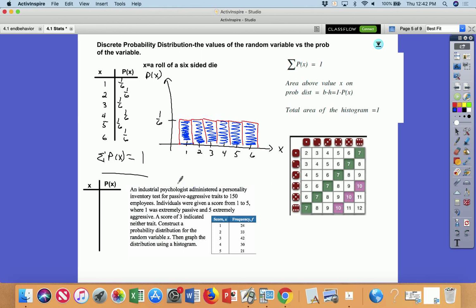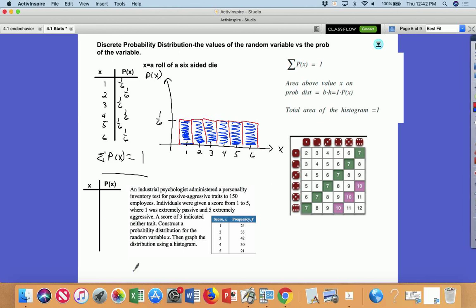All right, let's make a probability distribution down here from that information. Okay, so a psychologist has administered a personality inventory test for passive-aggressive traits to 150 employees. Individuals were given a score from 1 to 5, 1 extremely passive, 5 extremely aggressive. The score of 3 indicated neither trait. Construct a probability distribution for the random variable x. So x is going to be the score of the test.